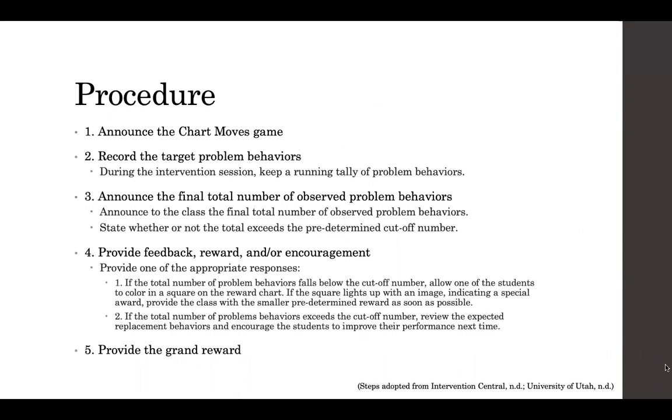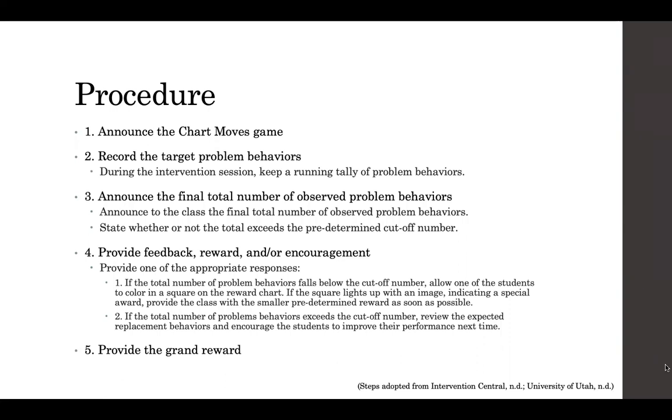To implement the Chart Moves intervention, the teacher will announce the Chart Moves game. Announce to the students that the intervention is in effect and point to the poster of replacement behaviors to remind students what behaviors are expected. Then record the target problem behaviors. During the intervention session, keep a running tally of problem behaviors by tallying each time the problem behavior is observed using a pen and paper. Then announce the final total number of observed problem behaviors. At the end of the intervention session, announce to the class the final total number of observed problem behaviors and whether or not the total exceeds the predetermined cutoff number.